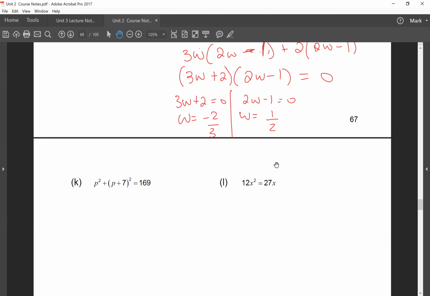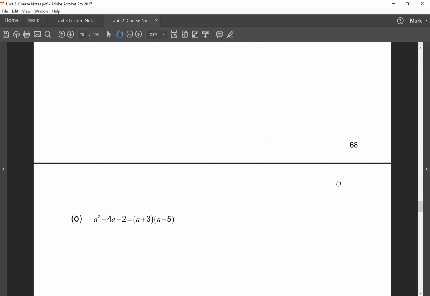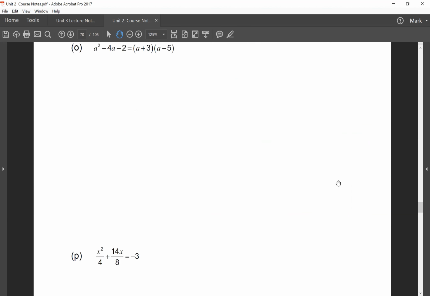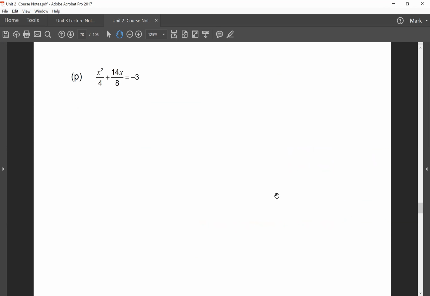So I know it's early, it's 8:18, but I would love for you guys to try one. Actually, P would be a good one to try for a challenge. So why don't you guys try letter P, and then we will move into the next section, completing the square. I'll put myself on mute. I'll give you guys a couple minutes to try letter P, and then we'll check your answers.